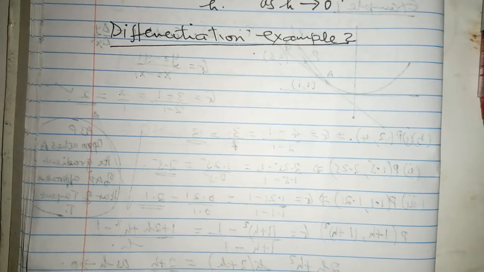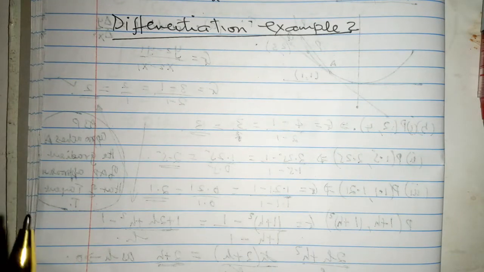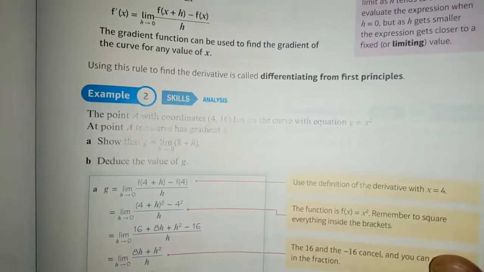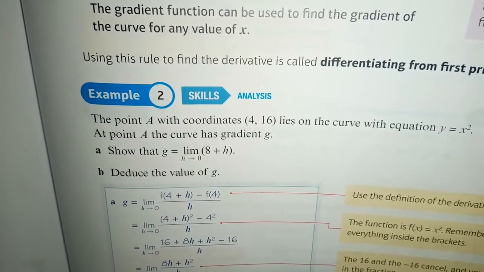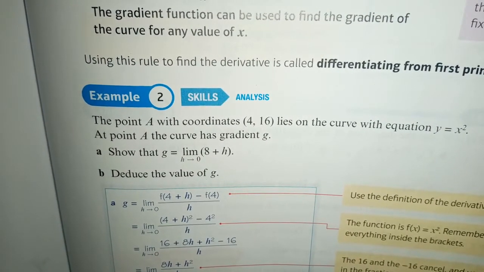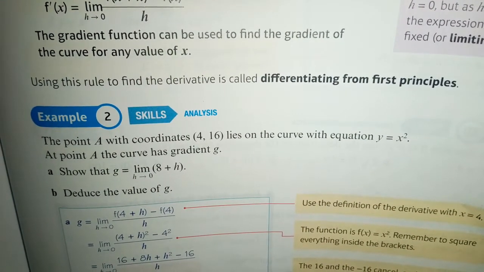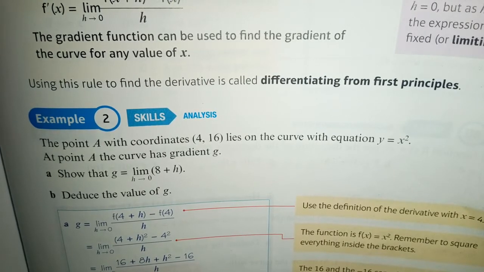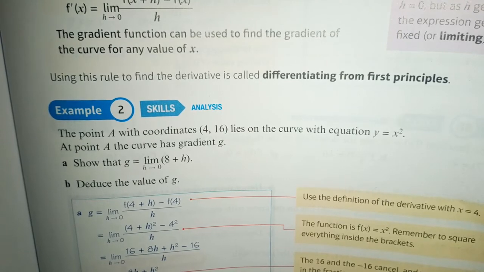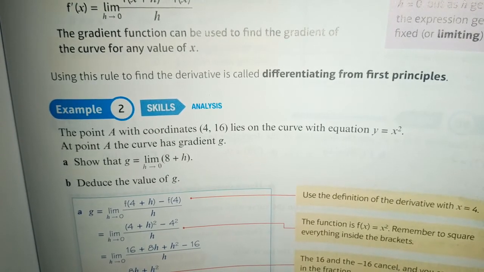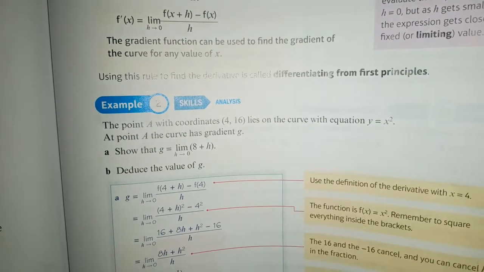And in this video we will specifically look at example 2. In example 2 we are told that the point A with coordinates (4, 16) lies on the curve with equation y equals x squared. At point A, the curve has the gradient g. Show that g as h tends to 0 is equal to 8 plus h. And of course, deduce the value of g.